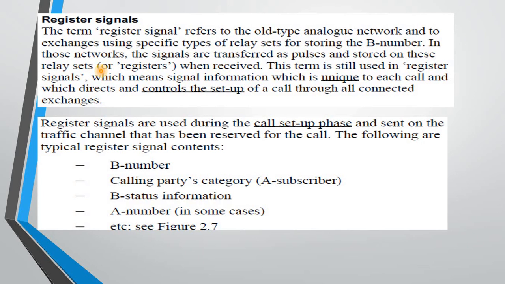So what are the register signals? Register signals are basically control signals which control the setup of a call through all connected exchanges. These are unique to each call. They are used to carry the information for the call setup phase, like what the called number is, what the calling party category is, whether the B party is busy or idle, and what the A party number is in certain cases for CLI representation. So these register signals are meant for controlling the setup of the call.